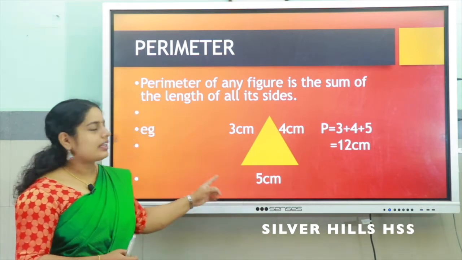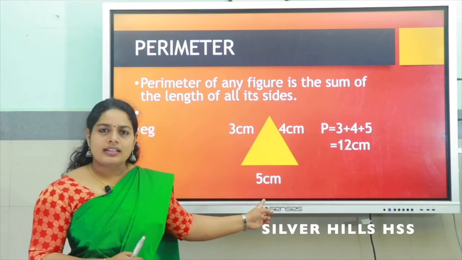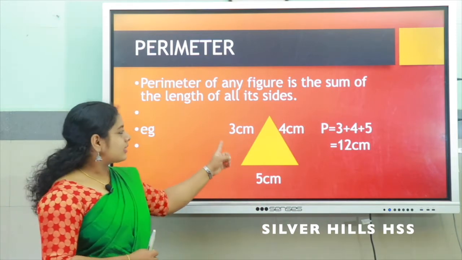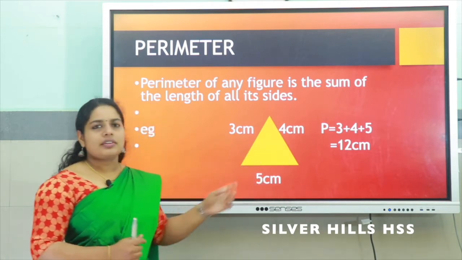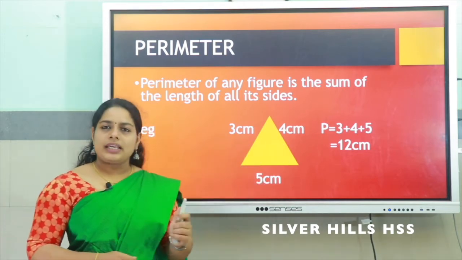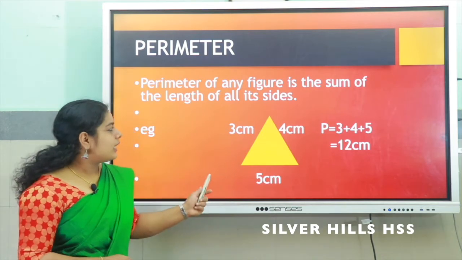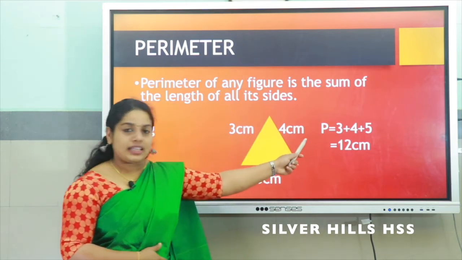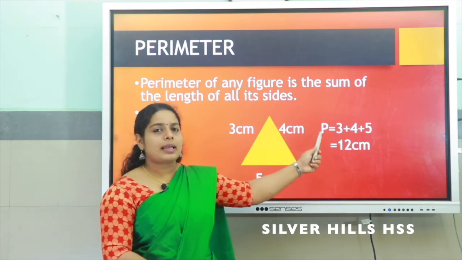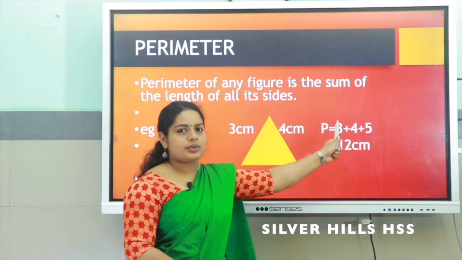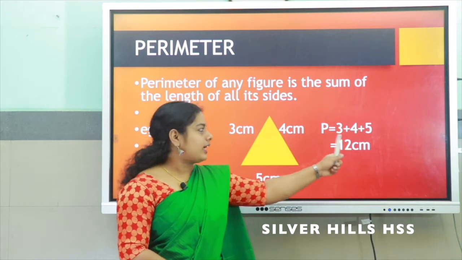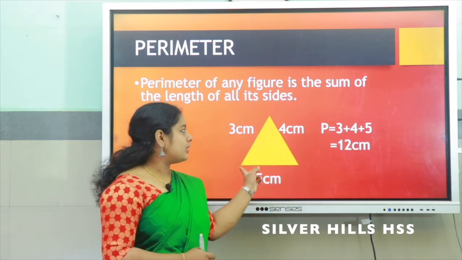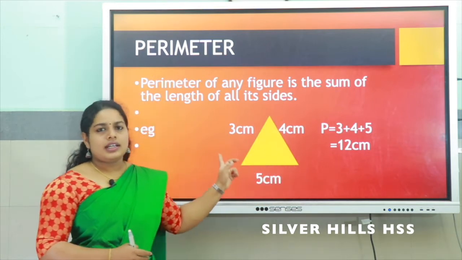So here we have an example. This is a triangle. Triangle is having 3 sides. So let the 3 sides be 3 centimeter, 4 centimeter and 5 centimeter. So here the perimeter will be the sum of length of all its 3 sides, that is perimeter P. The perimeter is represented by capital P. So P is equal to 3 plus 4 plus 5, which is equal to 12 centimeter. So 12 centimeter is the perimeter of this triangle.